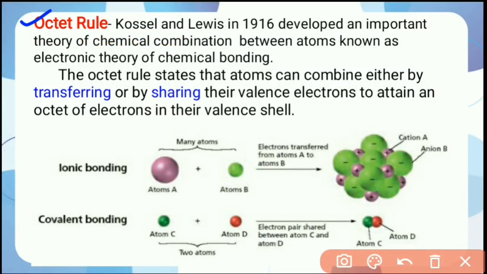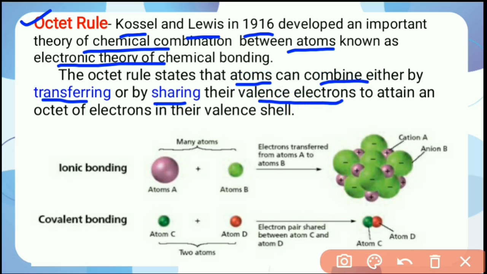Octet rule. Kossel and Lewis in 1916 developed an important theory of chemical combination between atoms known as the electronic theory of chemical bonding. The octet rule states that atoms can combine either by transferring or by sharing their valence electrons to attain an octet of electrons, which means 8 electrons in their valence shell.